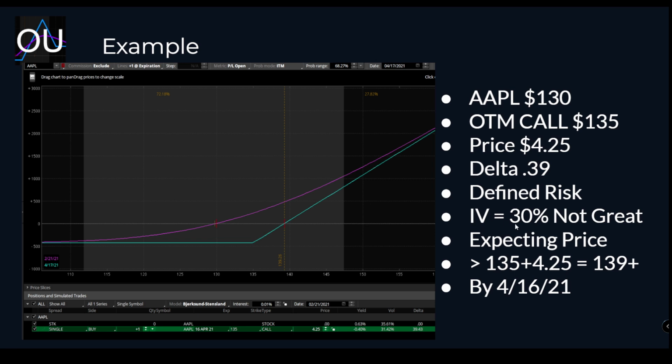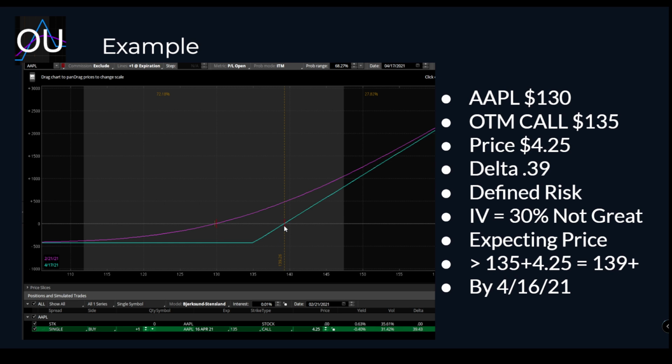Your implied volatility is 30%, and that just comes from looking at the option chain that we really haven't discussed, but the option chain will tell you what the implied volatility is based on the volatility of an underlying and other factors, and that's called Vega. Another thing is you're expecting the price to go above that. Again, you're expecting the price to go above the strike price here plus the premium that you paid.